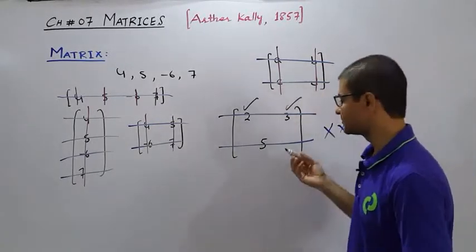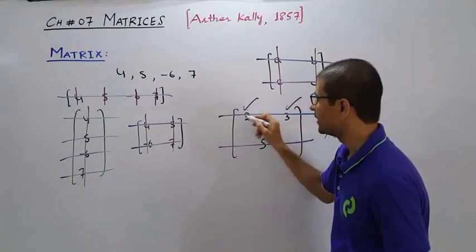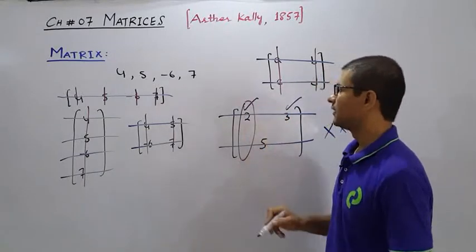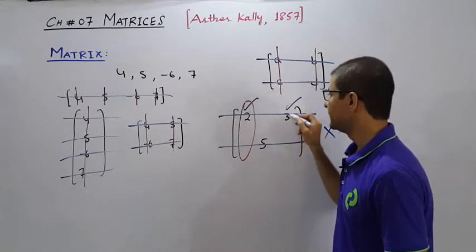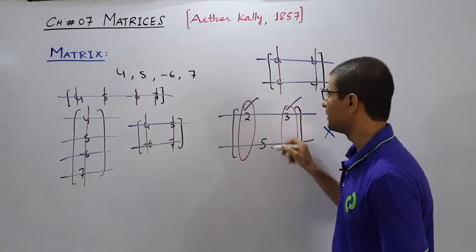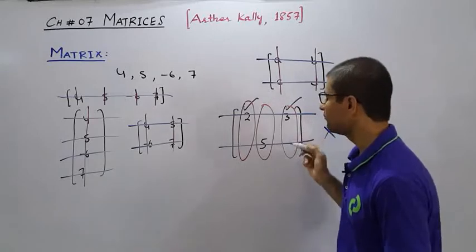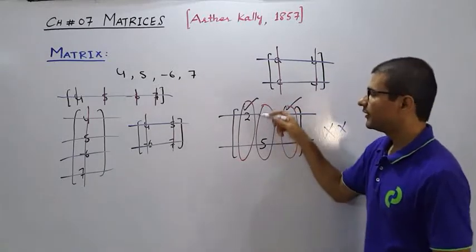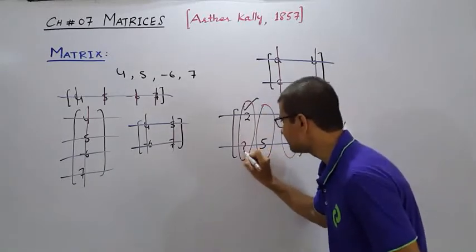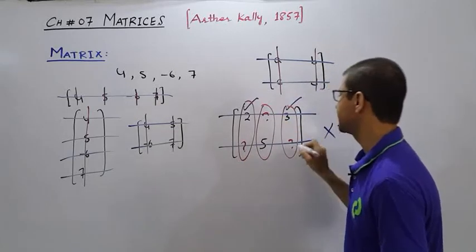Okay, now observe column wise. In the first column we have 1 member. In this column we have 1 member. Here we also have 1 member. So column wise as you observe, but here is empty space, here is also empty space, here is also empty space.